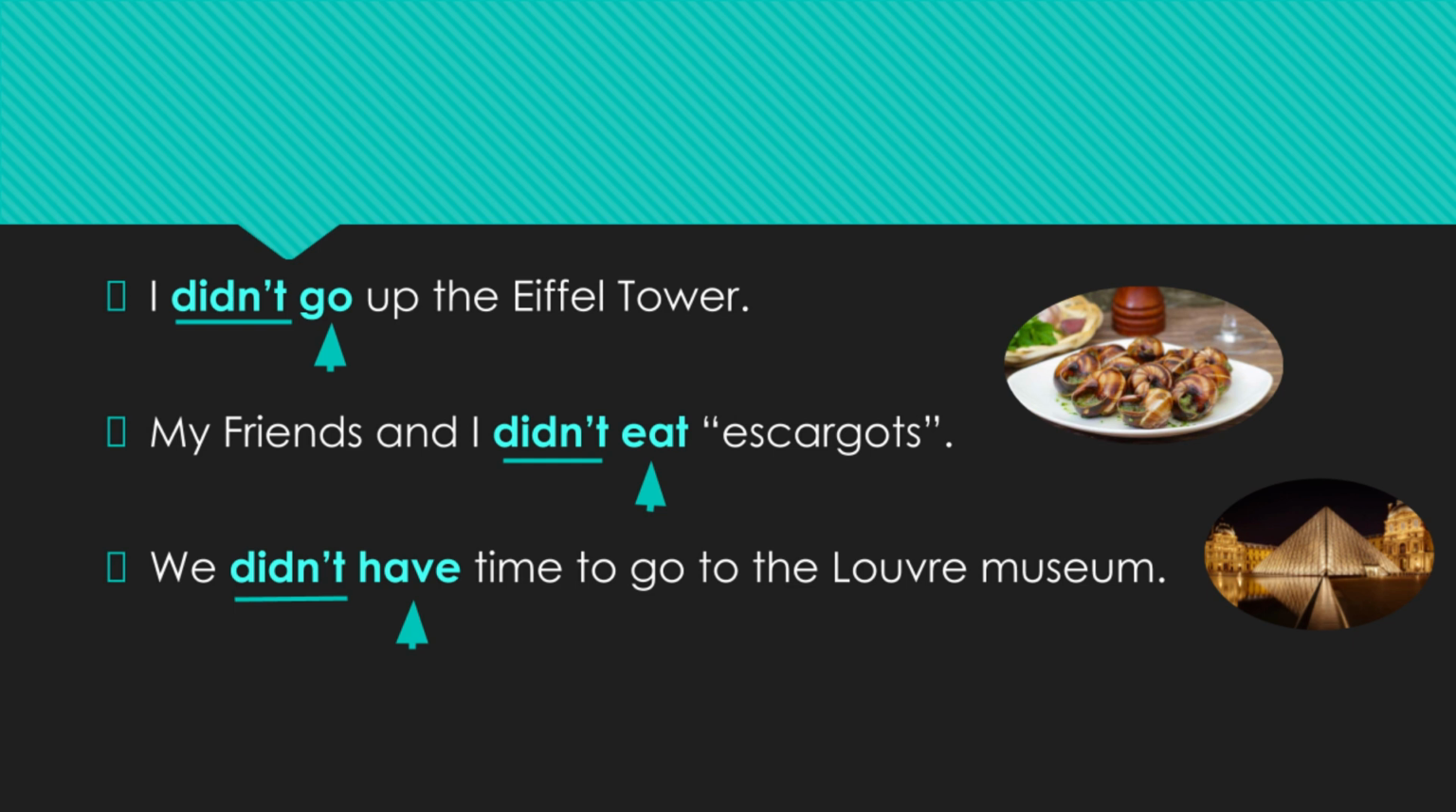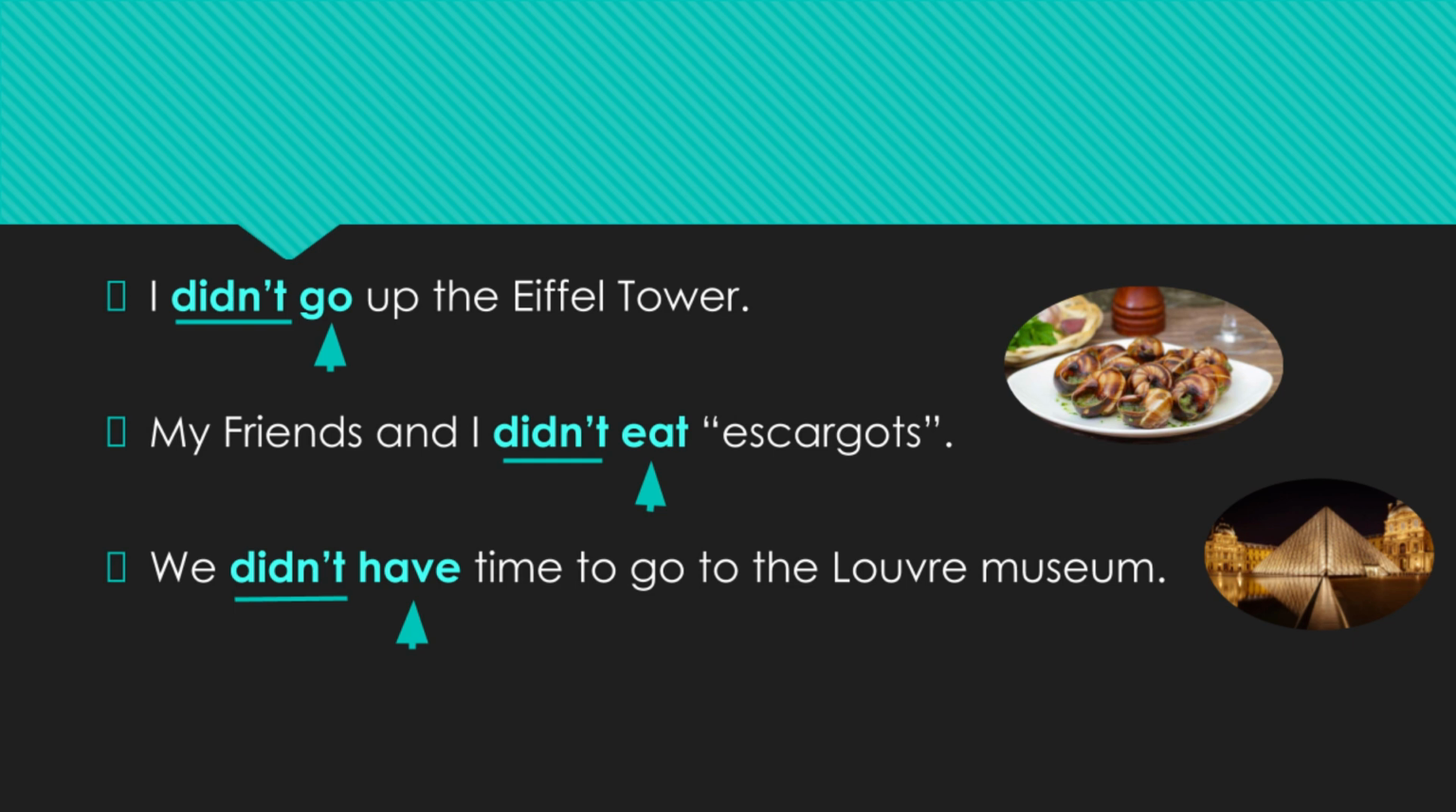We use the auxiliary did when we are talking in negative form. This auxiliary is going to help us to use the negative form. But what happens to the verb? Go, eat, and have. As you can see, these verbs are not in the past anymore. This is because we are using the auxiliary did. So whenever we have this auxiliary, the verb changes to the base form. This means that we are not going to use the verbs in past as we saw before.